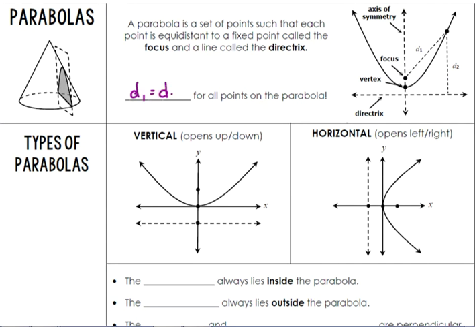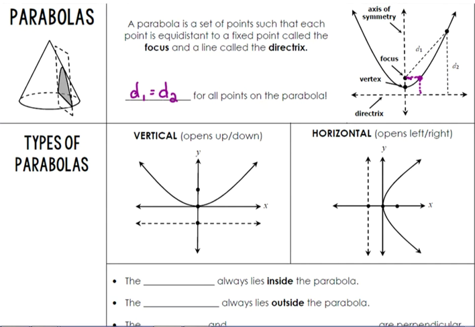So what's going on here, they're equidistant. The distance from the focus to the point and the distance from the point to the directrix will always be equal. So it's got one drawn on there. Let me give you another example. If we pick this point on the parabola right here, the distance from the focus to that point and the distance from that point to the directrix, those distances are always equal.